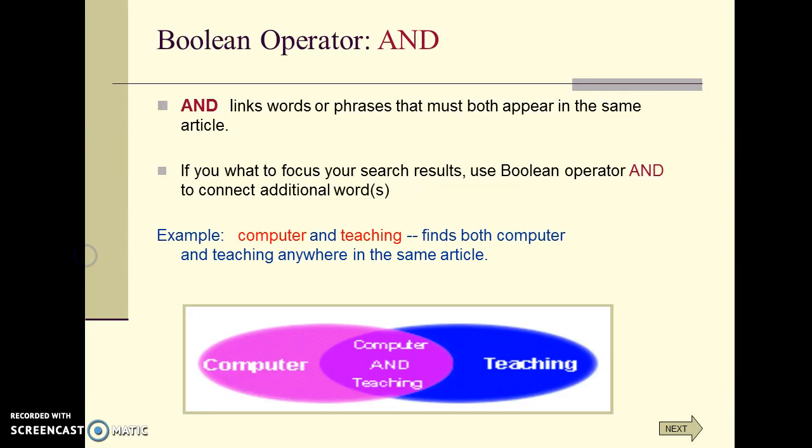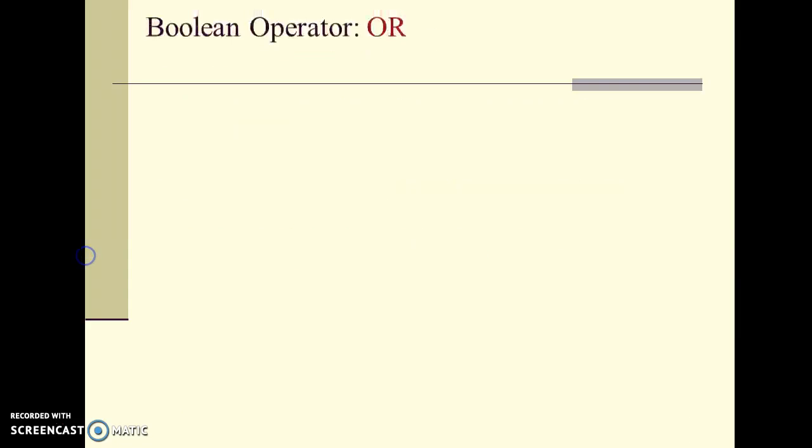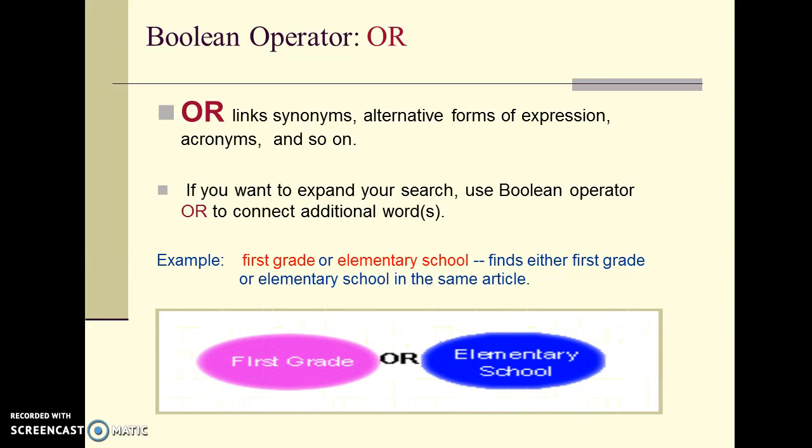And then Boolean operators are words that join words together. So if I said bullying and cyberbullying, then it would pull up articles that have both of those in there, together. And if I did teens or youth, then it would pull up articles that had teens somewhere in there or youth somewhere in there. So or links synonyms, alternative forms of expression, acronyms, and so on.